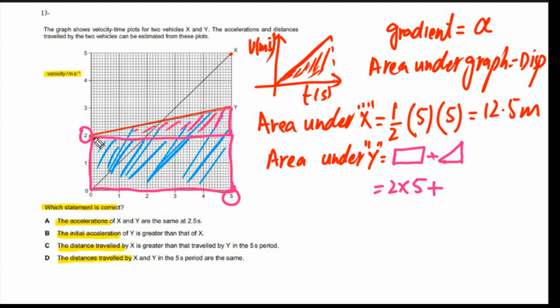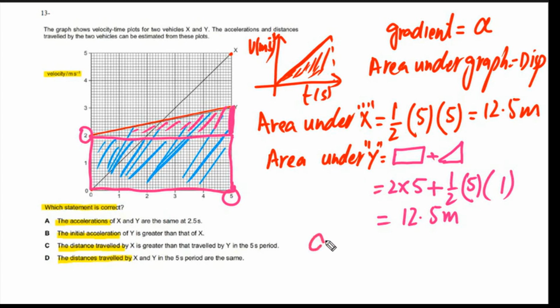So you can see, the area of a triangle is equal to 1 by 2 times base times height. The base is equal to 5 and the height is equal to 1. If we simplify this, our answer again will be equal to 12.5 meters. So it simply means that the distance traveled by X is the same as the distance traveled by Y. Okay, so this is one thing we have found.